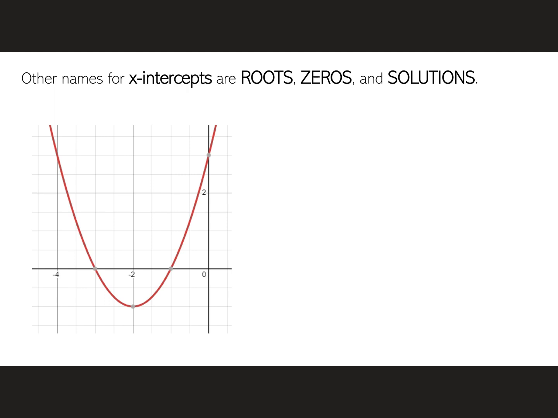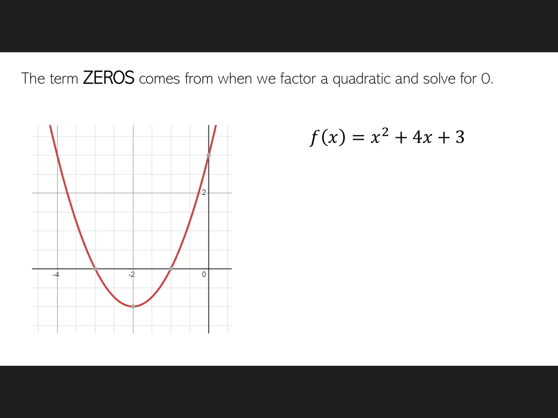Other names for x-intercepts are roots, zeros, and solutions. We can use those interchangeably. But what I'm going to focus on for the rest of this video is the term zeros. The term zeros comes from when we factor a quadratic and solve for 0. So I'm hoping that you have already done factoring of trinomials before this video. Our first step in solving is to take away the f of x or the y and put a 0. And then our next step is to factor that trinomial into two binomials.